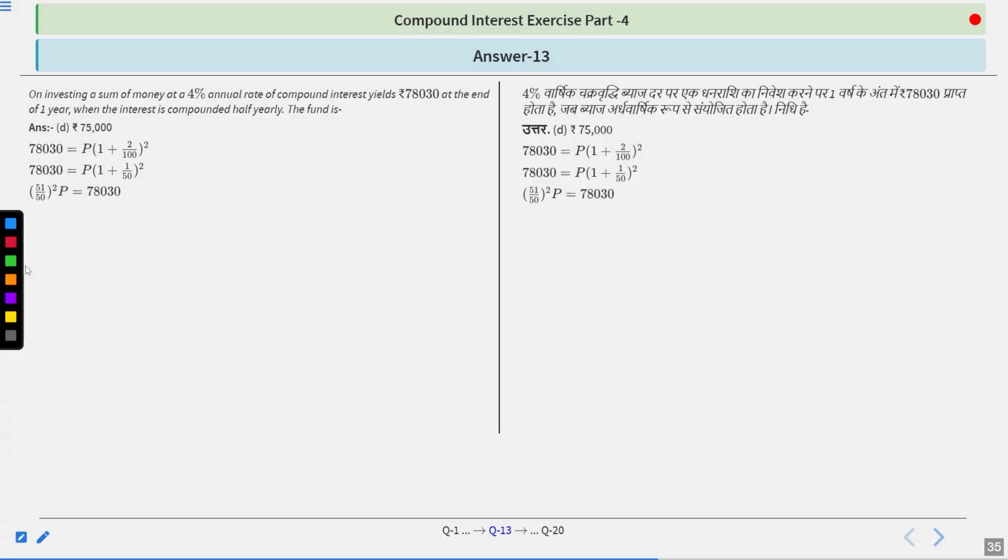So 1 plus 1 upon 50 is 51 upon 50, whole square, into P, that is equal to 78,030. So P is going to be equal to 78,030 into 2,500 upon 51 square, that is 2601. So the value of P is going to be rupees 75,000. Option D is the correct answer.